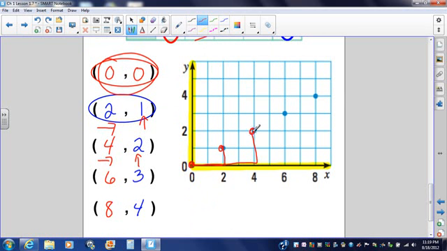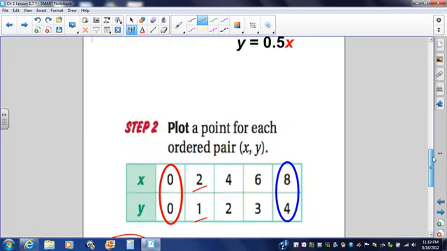Plot the last 2 ordered pairs. Right 6, up 3. Bada bing, bada boom. Right 8, up 4. Okay. Now you have graphed the function.